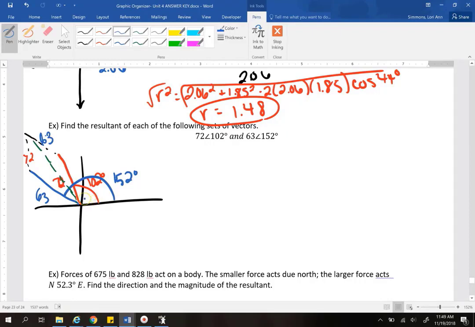All right, what is this angle going to be? So this angle right here is 152 minus 102. So that's 50 degrees. So if we draw a straight line, this angle would be 50 degrees. So the remaining is 180 minus 50 degrees, which is 130 degrees. So if we blow that up, we have 72, 63, and then this is 130 degrees. And we're looking for this R.